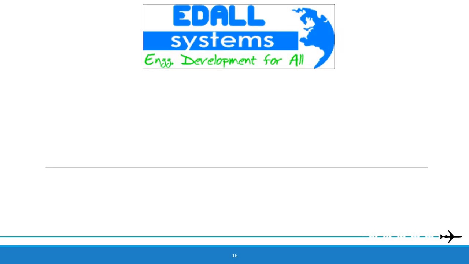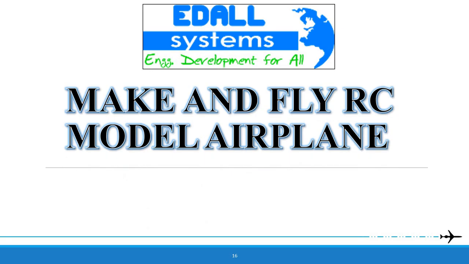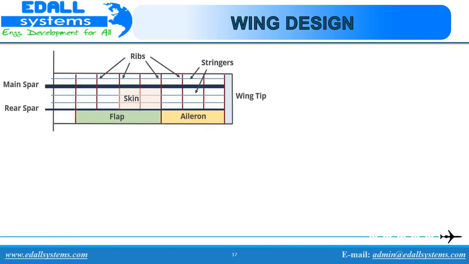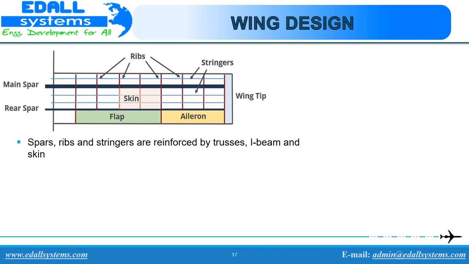In our previous session, we have discussed the design stages and weight estimation of RC plane. Now we will start off with the RC wing design. The internal structures of most wings are made up of spars and stringers running spanwise and ribs and formers or bulkheads running chordwise, leading edge to trailing edge.